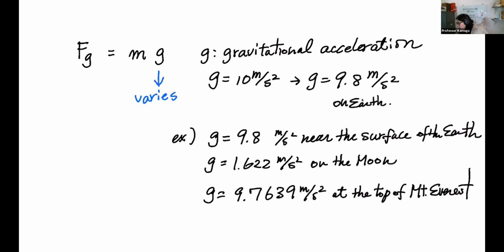So this little g is not constant. At the top of Everest even, so here's the Earth. If you go a little bit farther away from the Earth, the little g decreases. On the surface of the Earth, it's 9.8, just a little bit away, it's 9.7. So this little g is not a constant value. It depends on the location.